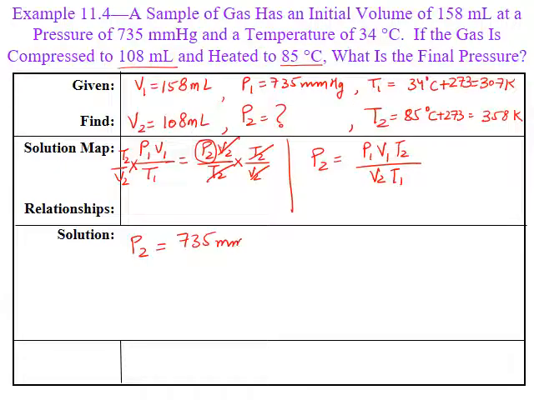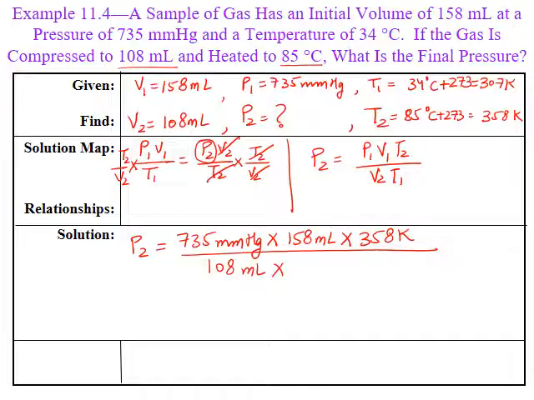735 millimeters of Hg times V1, which is 158 ml, times T2, which is 358 Kelvin. Don't make a mistake when plugging in your numbers. Just look for what exactly you're looking for. I'm looking for T2. T2 is this. Divided by V2, which is 108 ml, times T1, which is 307 Kelvin. So now cancel units first.